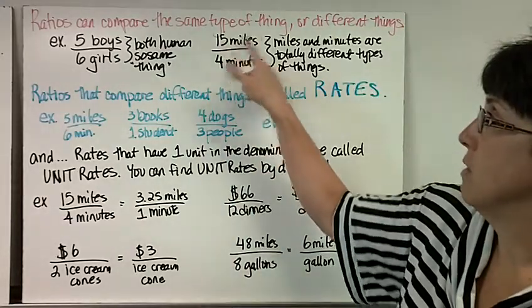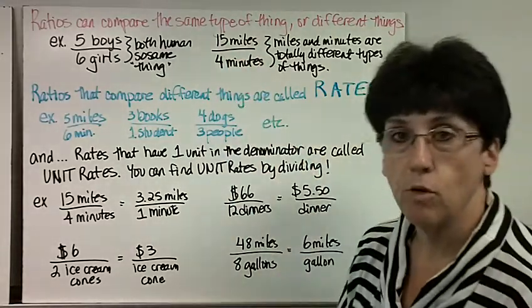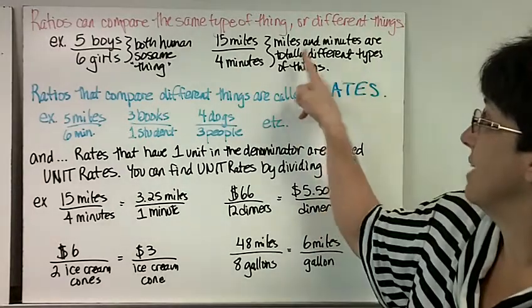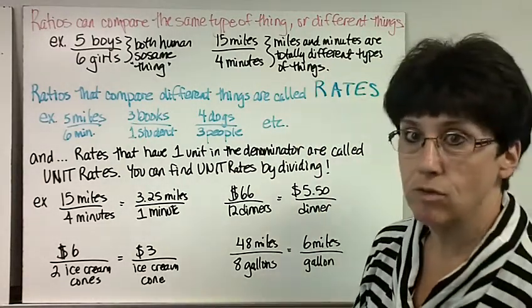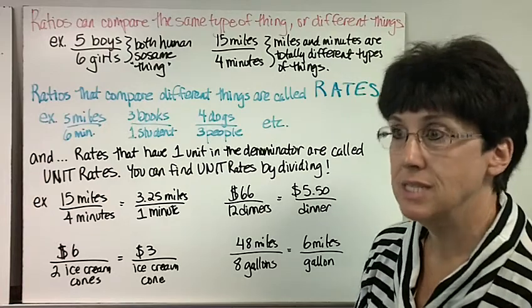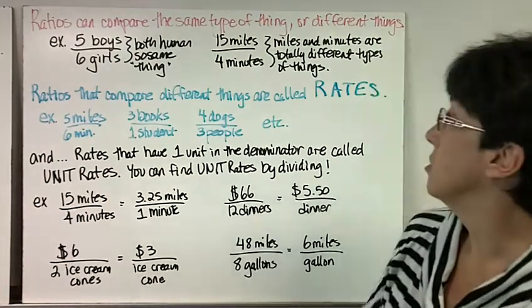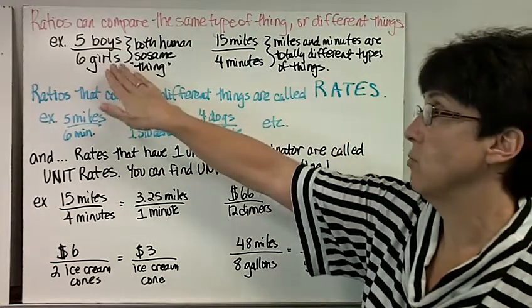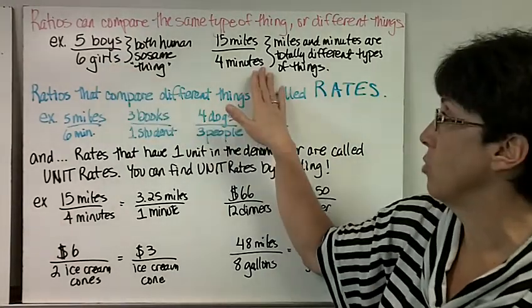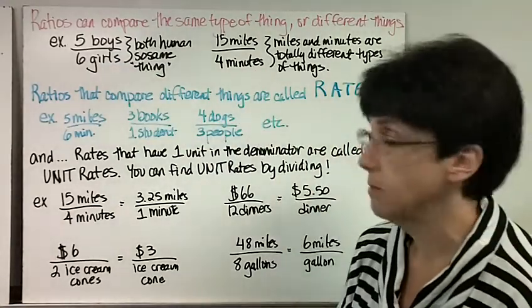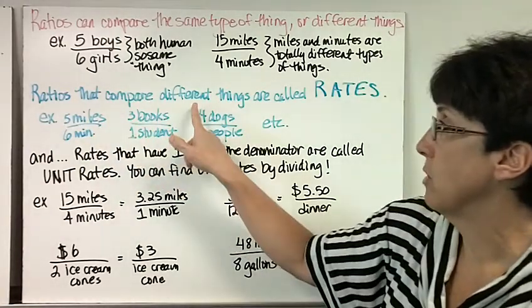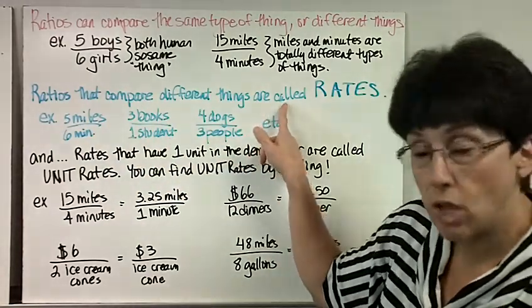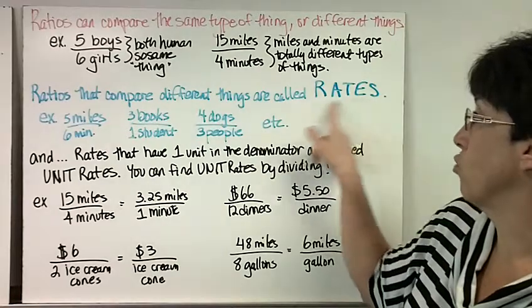As opposed to 15 miles to 4 minutes. Okay, miles and minutes, we can never say that they're the same thing. One's a distance and the other's a time. So they are totally different types of things, okay? So we can have ratios that compare the same things or ratios that compare different things. Ratios that compare different things are a special kind of ratio, and we call them rates.